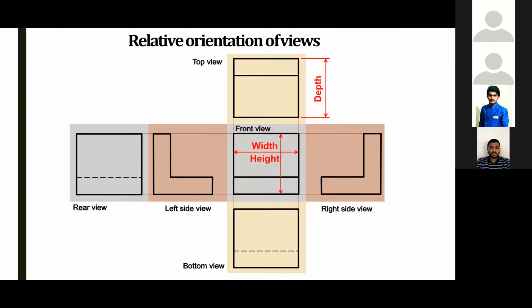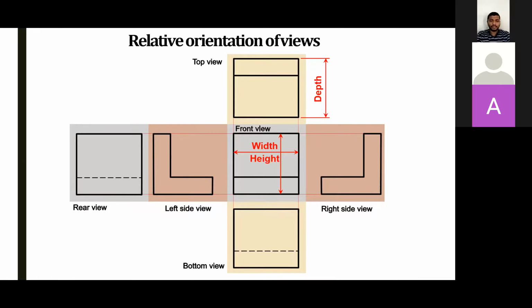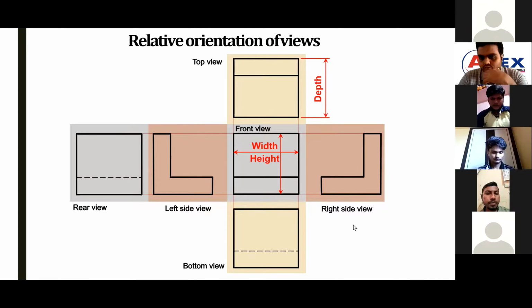Yes, tell me what is the difference between first angle and third angle? Sir, in the first angle of projection, the object is placed in the first quadrant, and in third angle of projection, the object is placed in the third quadrant. In first angle of projection, the object is placed between the observer and the plane. Okay. Whereas in third angle of projection, the plane is in between the object and the observer.